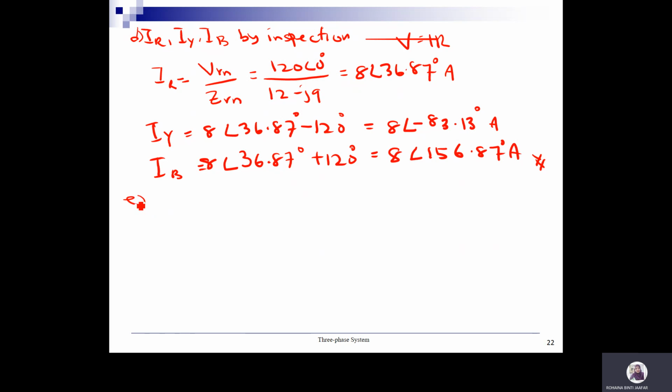The last question asks you to verify the answer in D by direct computation: IR, IY, IB by direct computation. What it means is, you already calculated IR using Ohm's law. By direct computation, you have to find I yellow using Ohm's law.